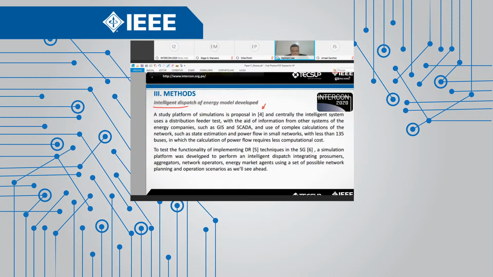Our model was implemented using DR, the demand response techniques, and the concept of smart grids. And we created a model of a platform that was developed to perform an intelligent dispatch integrating prosumers, aggregators, network operators, and energy market agents, using a set of possible network planning and operation scenarios, as we'll see ahead.